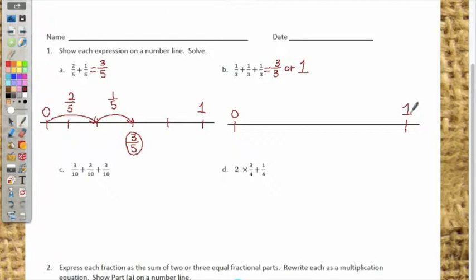Thirds. If I divide it into thirds, so Lynn, how many tick marks do I need? 1. That'd be halves. Alex? 2. Remember, it's always 1 less than the number. 1 less than the denominator. Okay, so this is quite simple.